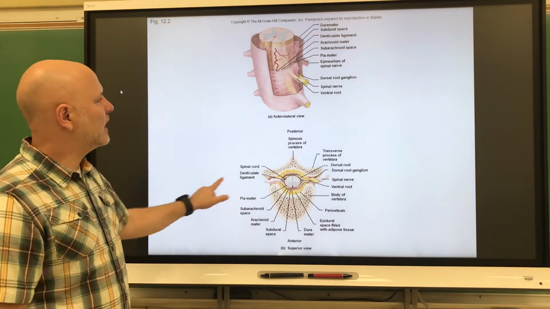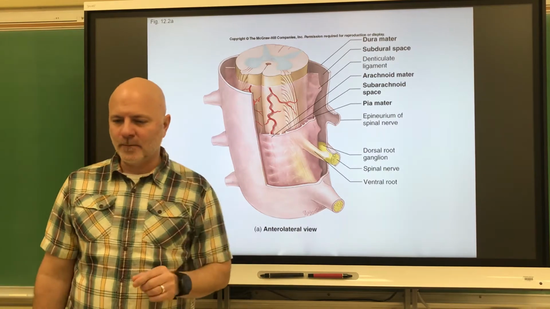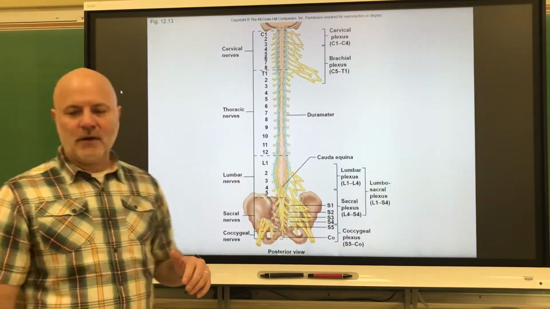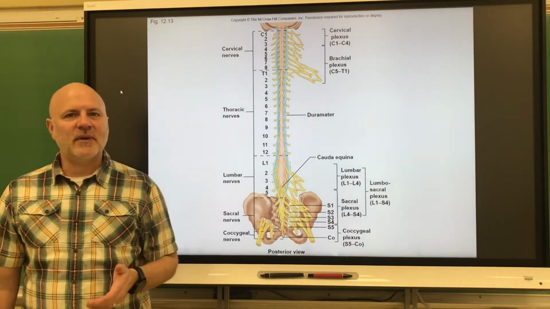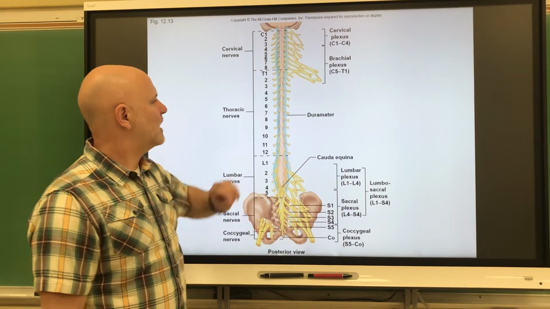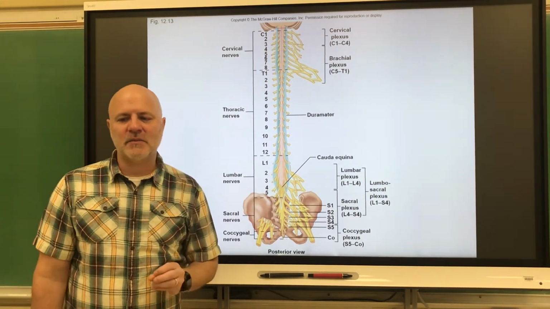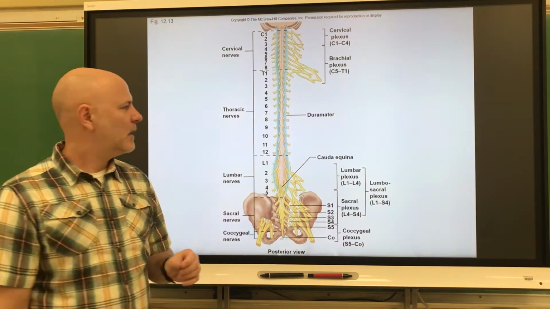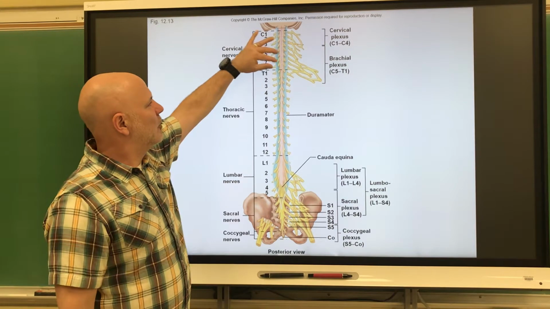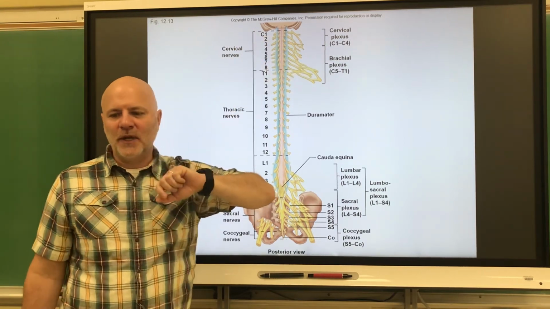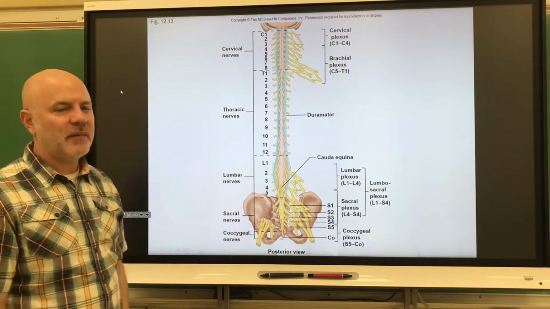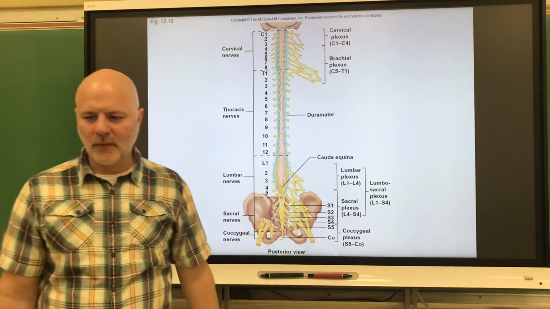Okay, let's take a look at the anatomy of the spinal cord. If we go to this picture here, the gross anatomy, there are 31 segments. This is a segment, that's a segment, that's a segment. Each segment has a pair of spinal nerves. We have a cervical enlargement, because we have a lot of nerves coming out to our upper limbs, and we have a lumbar enlargement here, because we have a lot of nerves coming out to the lower limbs.